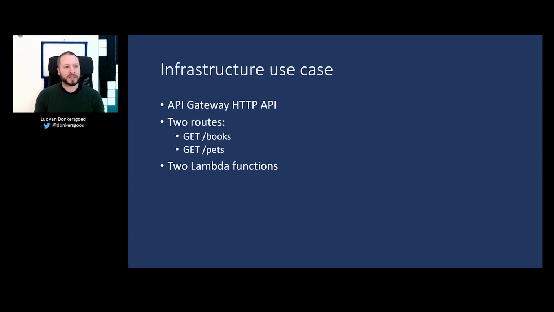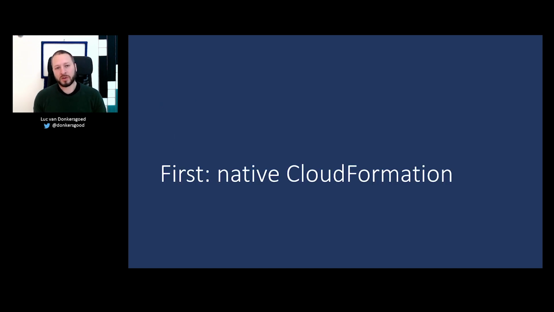So again, we have an example use case. In this case, it's an API gateway, an HTTP API that has two routes. It has the getBooks route and it has getPets. And those are backed by two Lambda functions. So first, let's store this information in CloudFormation.